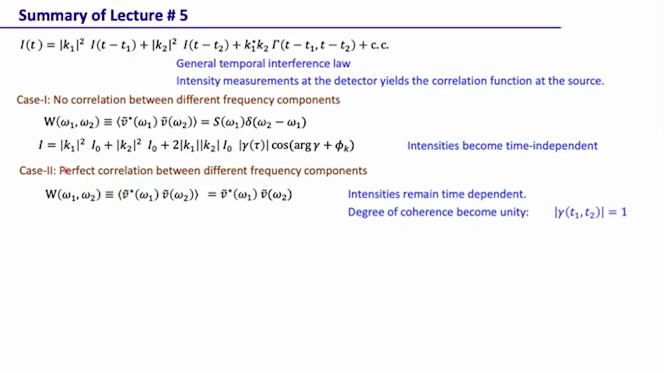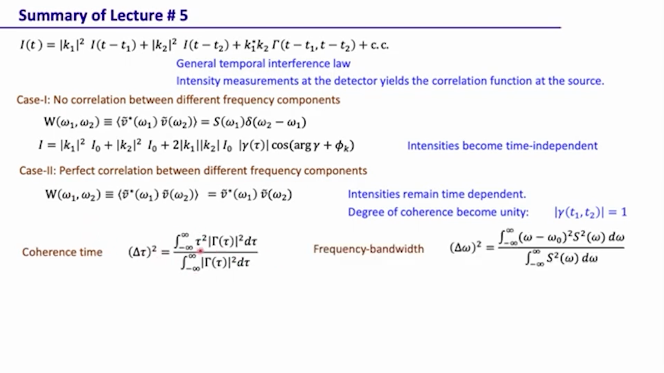These are the two extreme cases. We also looked at the situation where things can be partially correlated, and we had one example, the Gaussian Schell model source, that we discussed, with these two cases being the two limiting cases of that example. Now we also discussed the concept of coherence time. The coherence time is formally defined in this manner: it's the second moment, tau squared, of this quantity, where this is the autocorrelation function, and this is for the normalization. So this is how coherence time is formally defined.